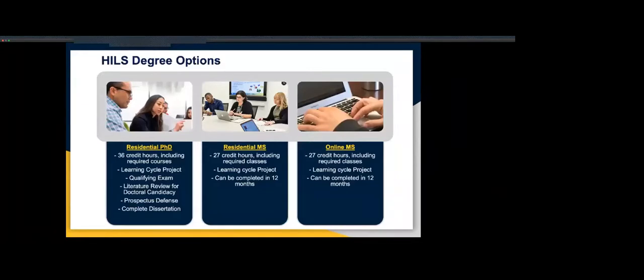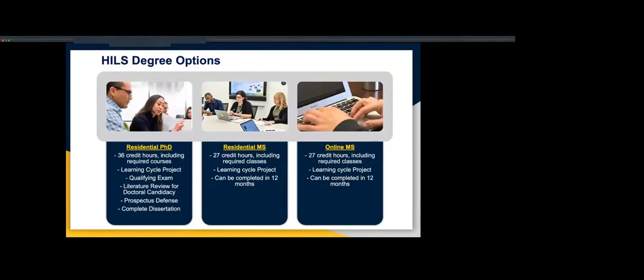So in HILS, we offer 3 degree options. We offer a residential PhD, which consists of 36 credit hours, and a learning cycle project, which is similar to a practicum. We also offer 2 options for master's degrees, both a residential and an online MS. And the really nice feature of the master's degrees that we offer is that regardless of whether you choose to matriculate residentially or online, the curriculum and requirements are the same. So 27 credit hours and a learning cycle project that can all be completed in 12 months if you're full-time.